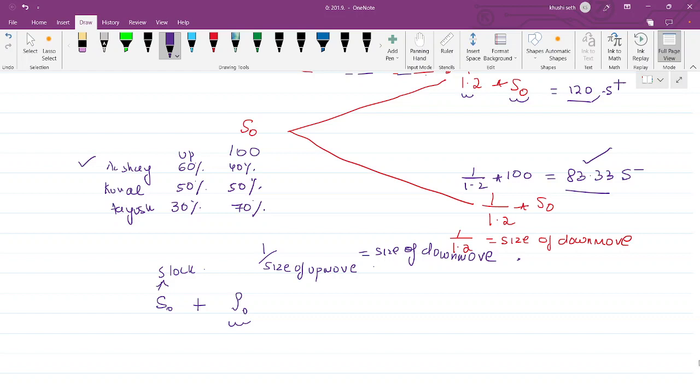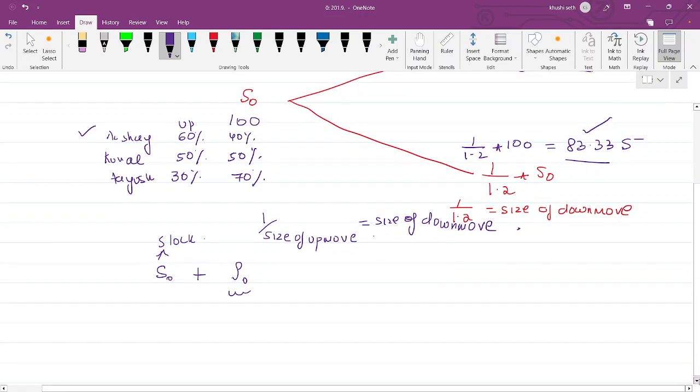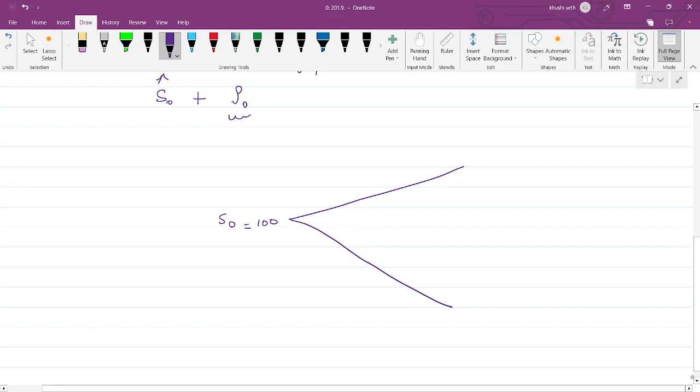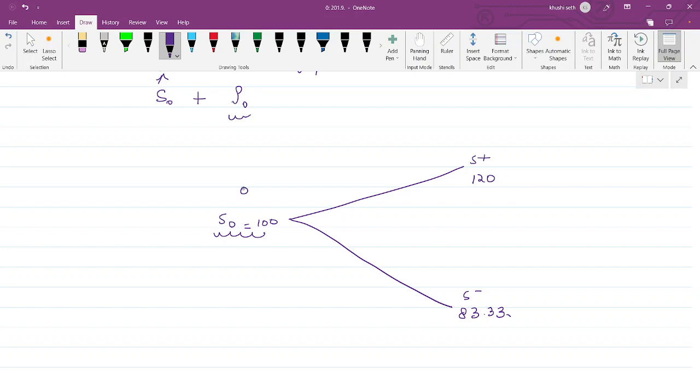Okay, so the current market price of the stock is $100. The volatility of the underlying is 20%. So my S plus is 120, S minus is 83.33. What I do today is, this is time 0. This is, say, end of year 1, time 1. Time 1 is end of year 1.